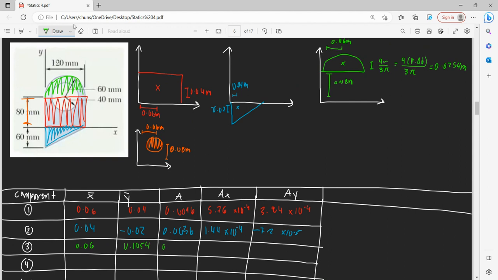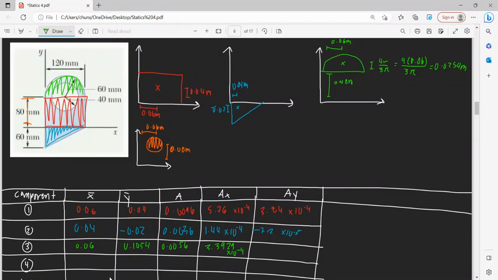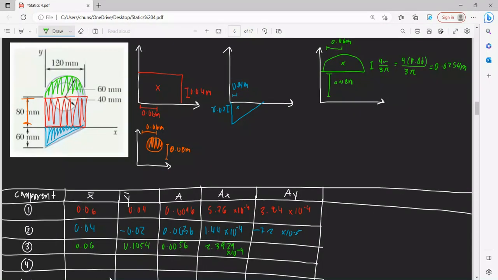So then our area is 0.0056, and that's times 0.06, which is 3.3929 times 10 to the negative 4. And then we have 0.1054 times the area, and that is 5.96 times 10 to the negative 4.